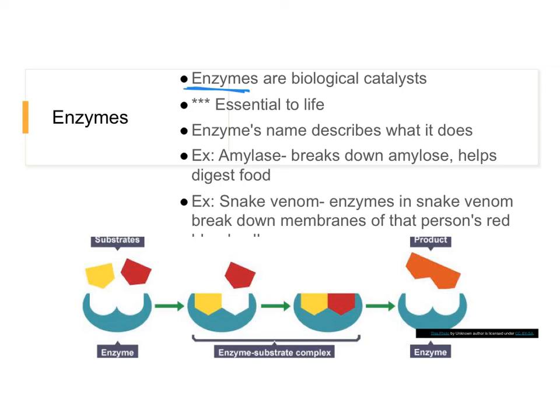Another example of another type of enzyme is snake venom. Whenever snakes release their venom, it's the enzymes in that venom that are so harmful to humans or whatever animal it attacks. That enzyme breaks down the membranes of that person's red blood cells. And that's why some snake bites can really escalate quickly. It's because that enzyme is really speeding up that reaction of breaking down those red blood cells.